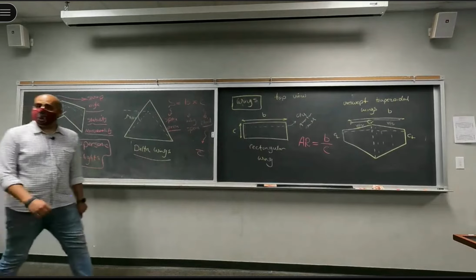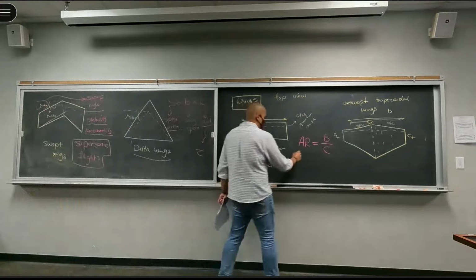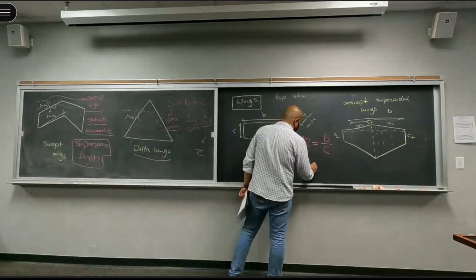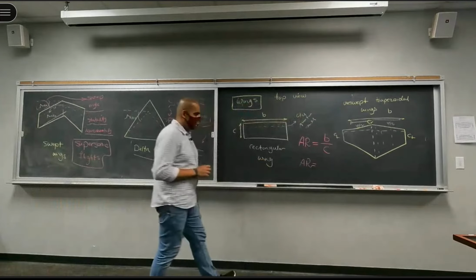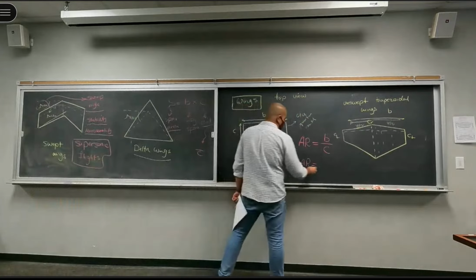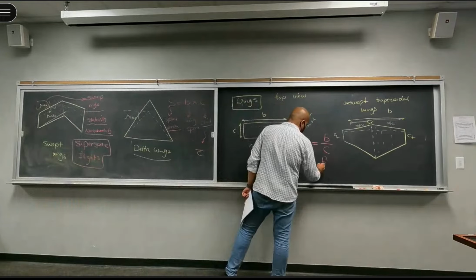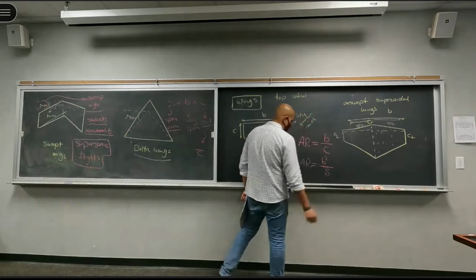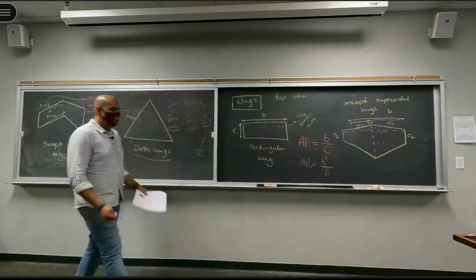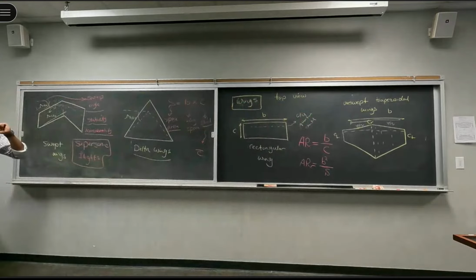But how can we calculate this aspect ratio if we were not dealing with a rectangular wing? We can simply use the area and the span length, the wing span, to calculate the aspect ratio for the delta wings, for the swept wings, and for the tapered or trapezoidal wings. What is the significance of aspect ratio, though?